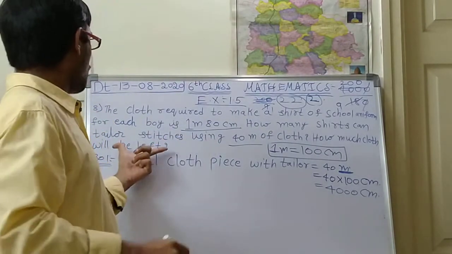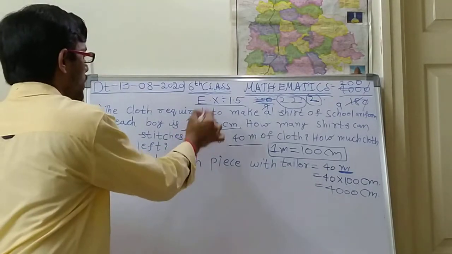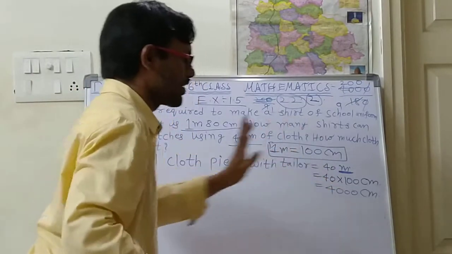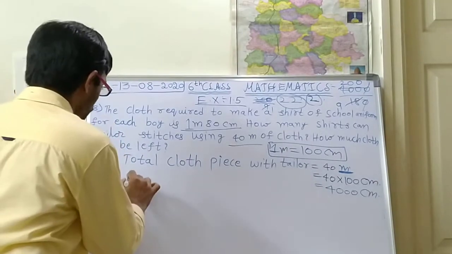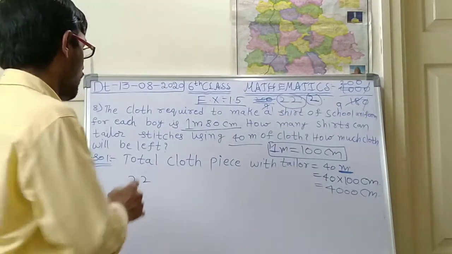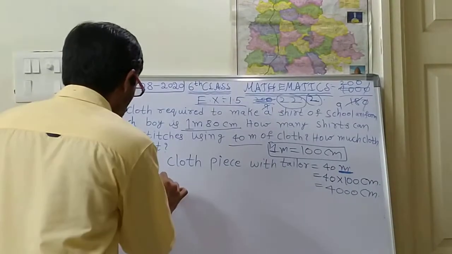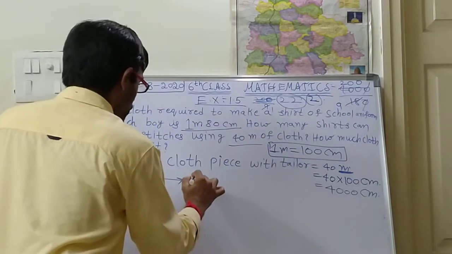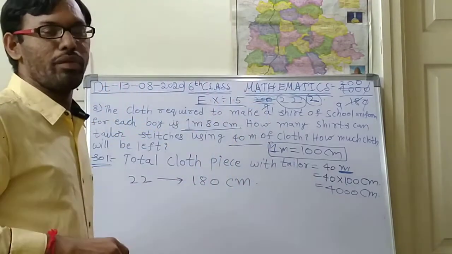Next, how much cloth will be left? He is asking. So in this, what we have to take? 40 meters means 4,000 centimeters of cloth. So for 22 shirts, how many meters of cloth will be going? For one shirt, 180 centimeters of cloth will be required.